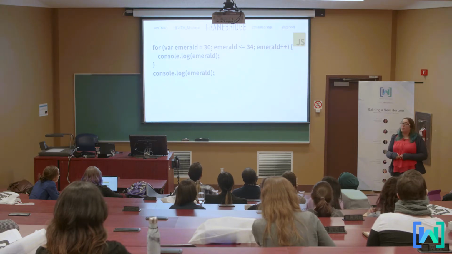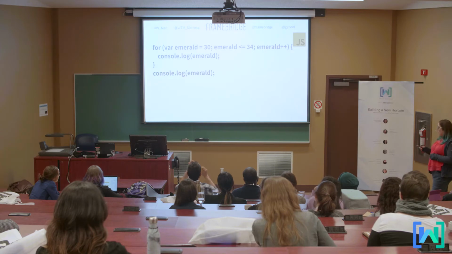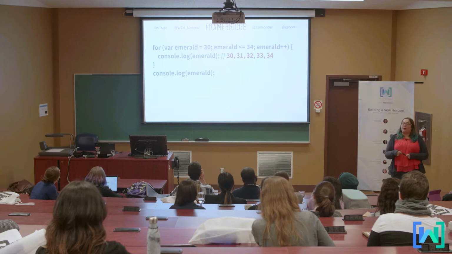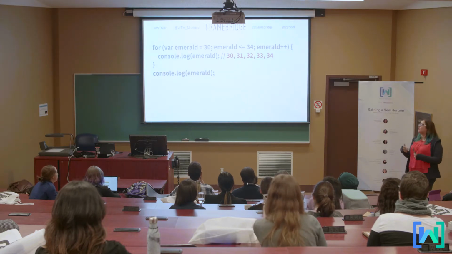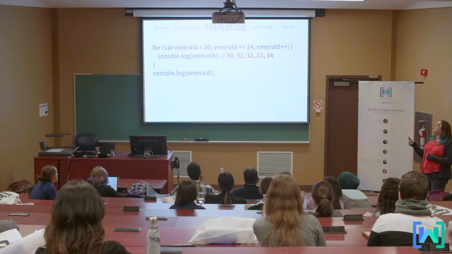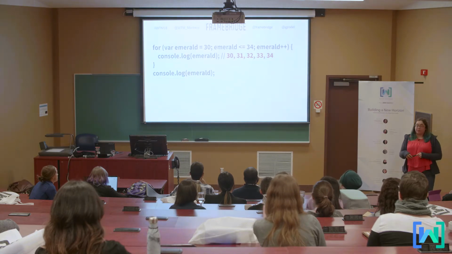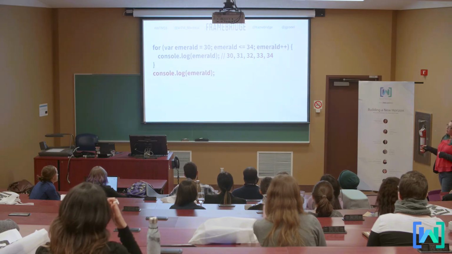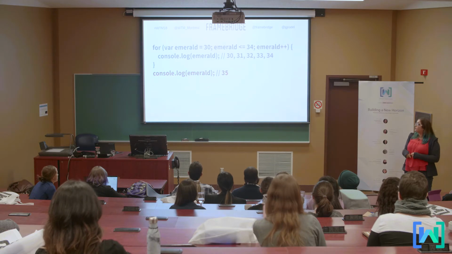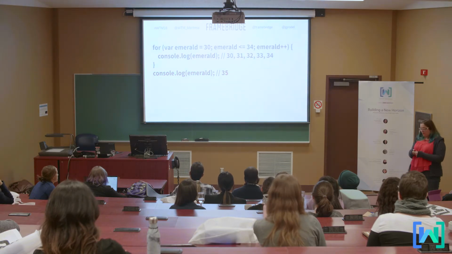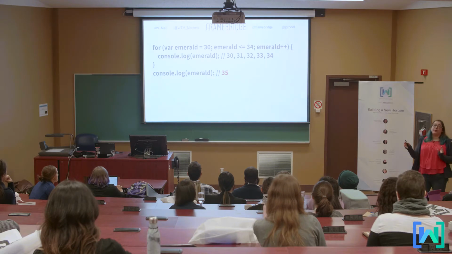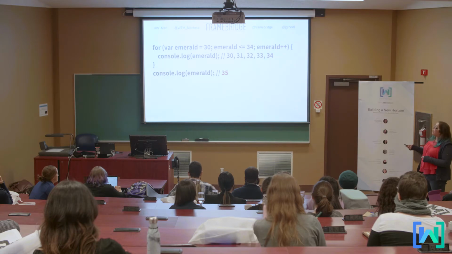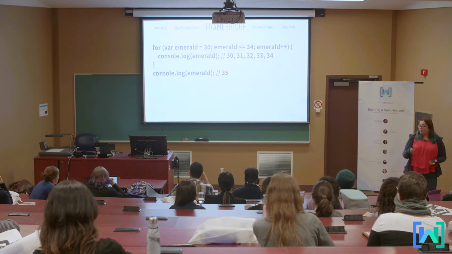Here's the same code with a var and how it'll behave slightly differently. So we would find ourselves console logging out the same values, 30, 31, 32, 33, 34. After 34, we increment emerald to 35. 35 is not smaller than or equal to 34, so we break out of our loop and we make it down here. Here, when we take a look at the value emerald, we'll still get that 35 because that var is scoped to its parent function, or if it has no parent functions, the window scope, and so it sticks around outside of that for loop.